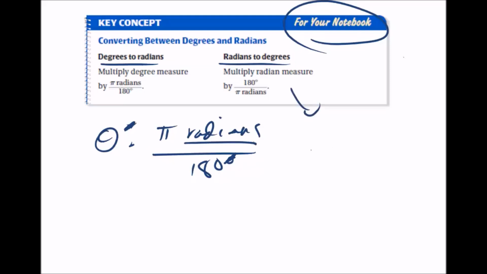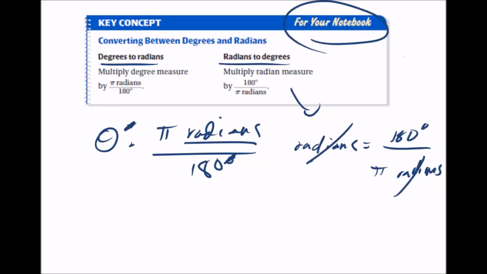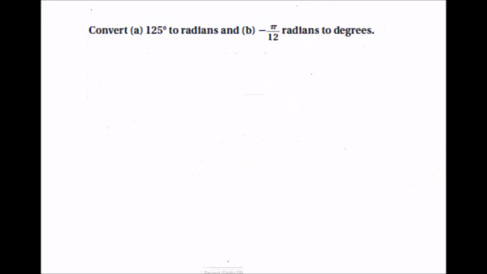Same thing over here, just opposite. If we have radians, and it's something pi radians, whatever it is, we know radians have to do with pi, and degrees go on top. It's going to cancel the radians, and we're going to get left with degrees. So let's go ahead and use that.